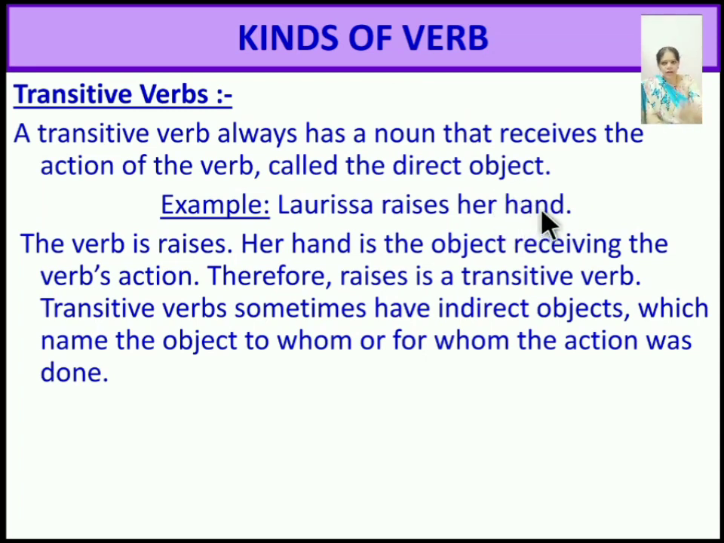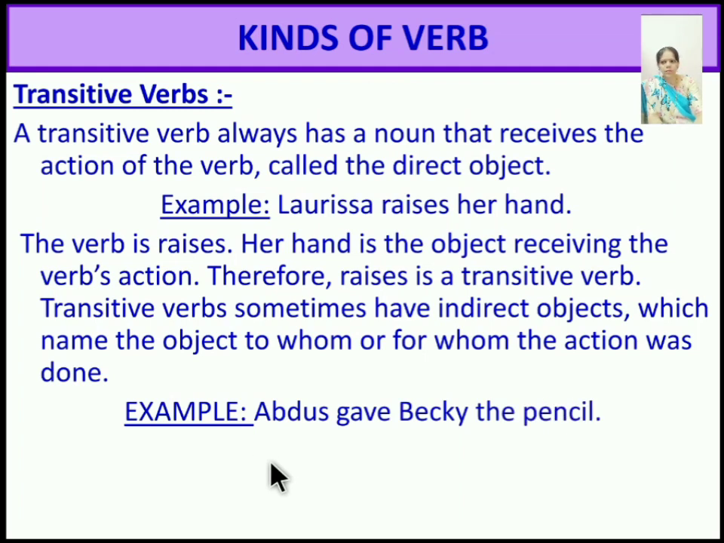Raising what? Hand. So the hand is receiving the action. The verb is raises. Her hand is the object receiving the verb's action. Therefore, raises is a transitive verb here in this sentence. Transitive verbs sometimes have indirect objects, which name the object to whom or for whom the action was done. Quite clear from this sentence.